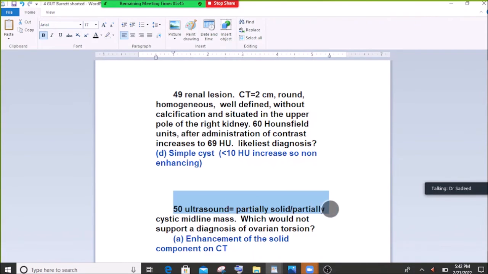Question 50, ultrasound shows a partly solid, partly cystic midline mass, which would not diagnose ovarian torsion? Enhancement of solid component on CT. Ovarian torsion does not enhance on CT.